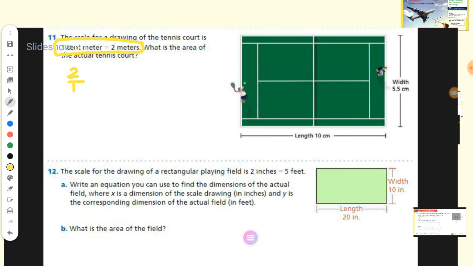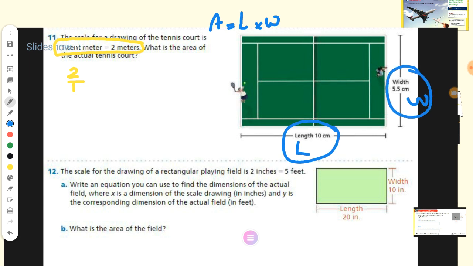Area of a rectangle is length multiplied by width. This is the length and this is the width. But he needs it in actual, so I have to convert from drawing to actual first. Let's convert the length. L over the length here, which is 10, so L equals the cross multiplication: 2 times 10, 20. In real life, 20 meters.